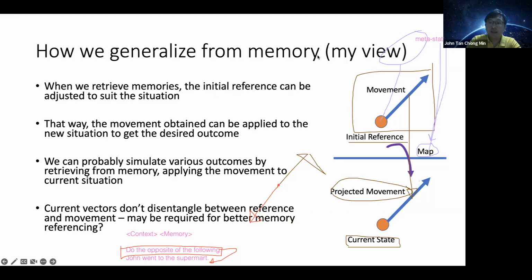So this mapping is conditioned on two things: the current state and the meta state. This is something I'm still thinking of, but we need to make this mapping very flexible because there are a lot of things that can be used to change and influence this projected movement.